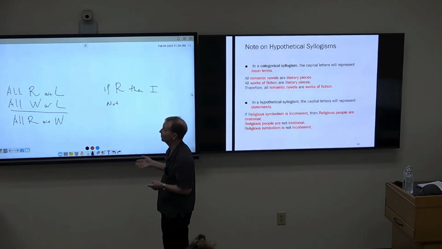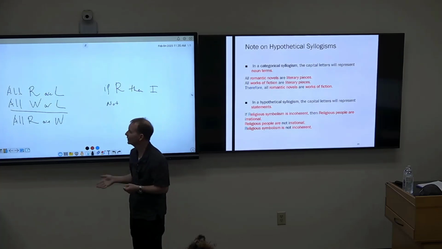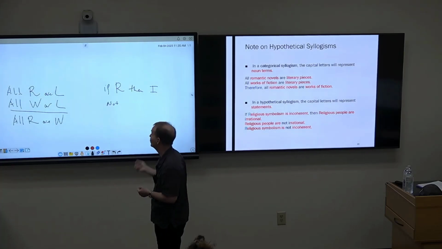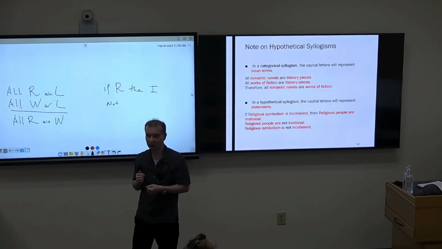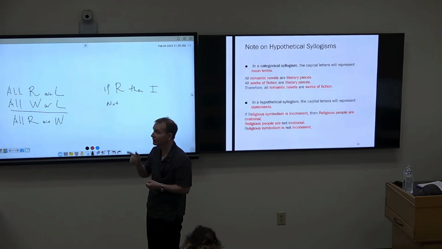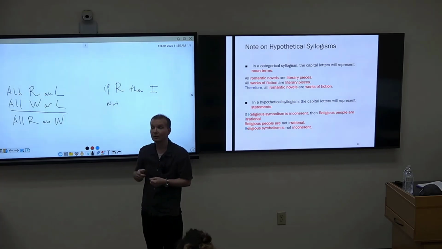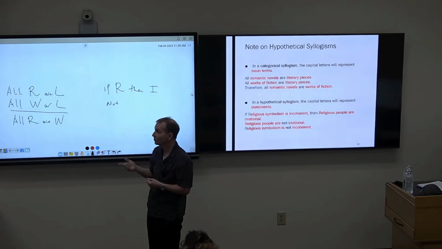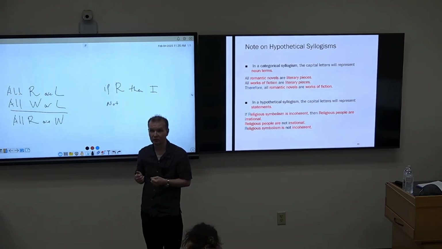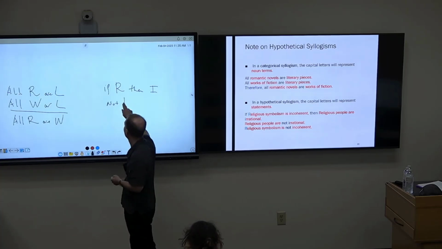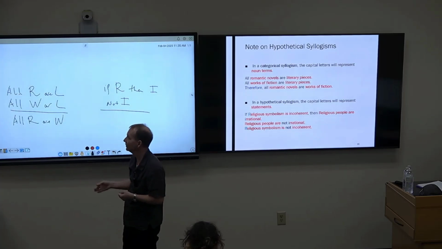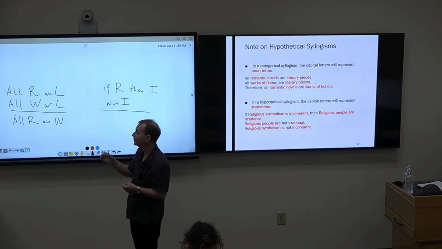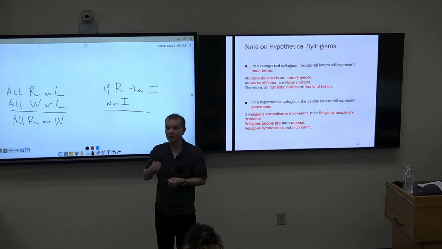You have to be consistent, but you can't use the same letter for different statements. Then note that the second line actually says religious people are not irrational. So if I stands for religious people are irrational, what would be religious people are not irrational? Not I. Not I, clearly.